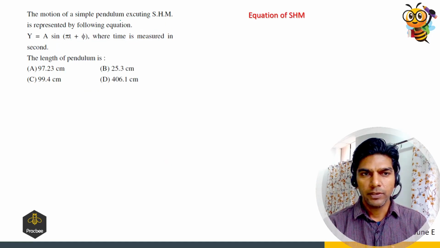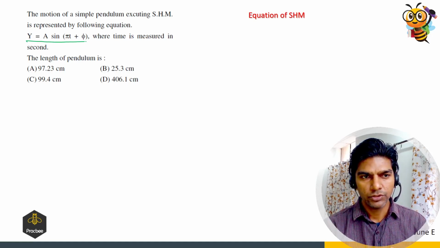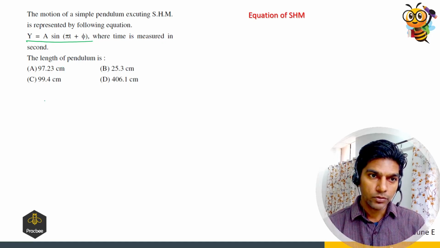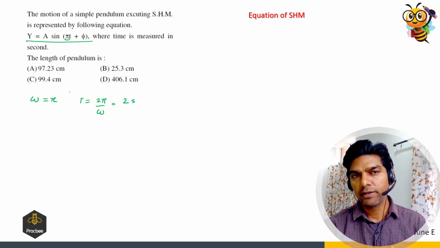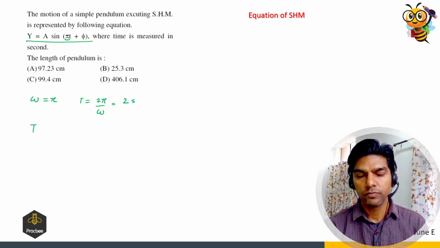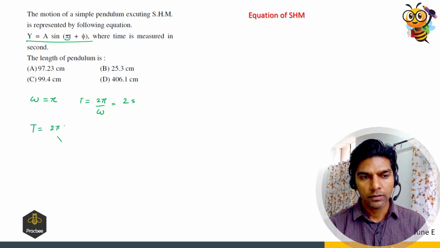The motion of the simple pendulum executing simple harmonic motion is given by this equation. y equals a sine of pi t plus 5, where t is measured in seconds. Find the length of the pendulum. So if you look at this, omega is given as pi. So omega is pi, so the time period will be 2 pi by omega, which is nothing but 2 seconds. Now we have to find the length of the pendulum. So we know that the time period of a simple pendulum is 2 pi times root of L by g.